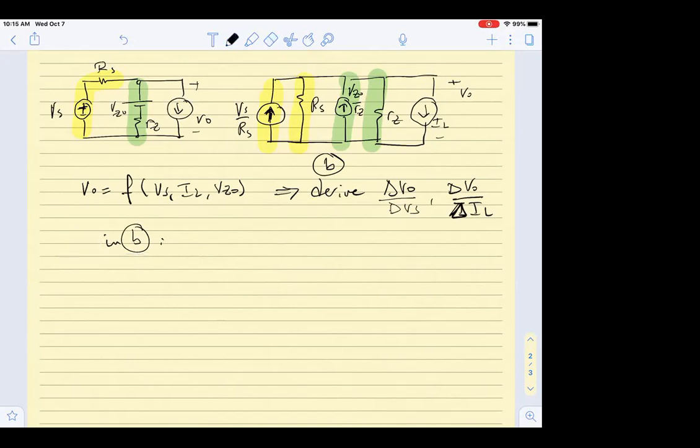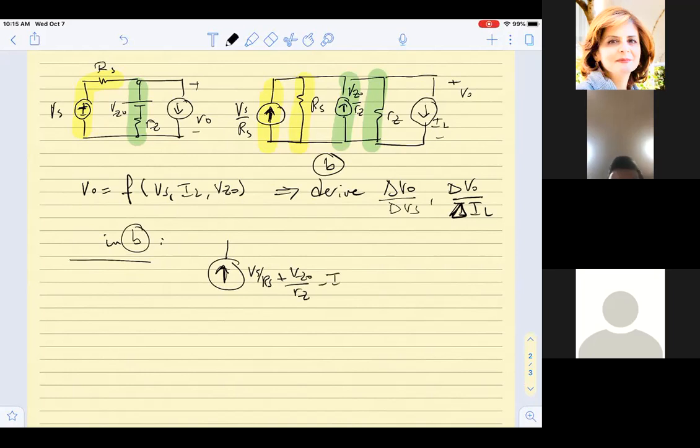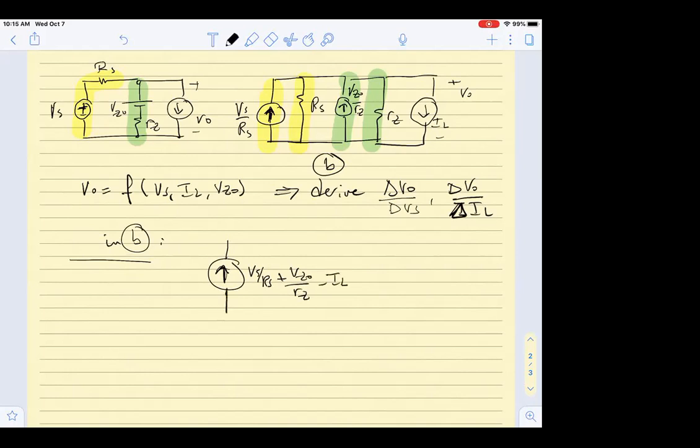Okay, so in circuit B, if I combine all the currents into one current source, what do all the currents become? VS over RS plus VZ0 over RZ minus IL, right? Because IL goes in the opposite direction. Then here, what do I have? RS parallel with whom? RZ, right?